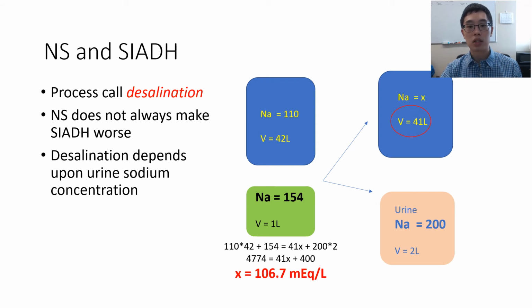In SIADH, the urine sodium is typically high, and if it is extremely high, like in this scenario, you may end up having a situation where you are in desalination. If the urine sodium is lower than the serum sodium, as we saw in the previous slides, the SIADH is considered mild, and you may be able to get by with fluid restriction alone.